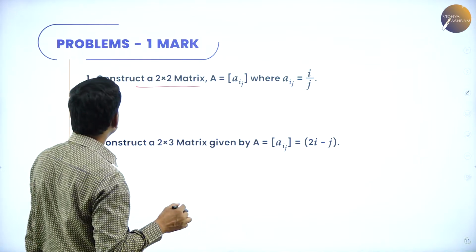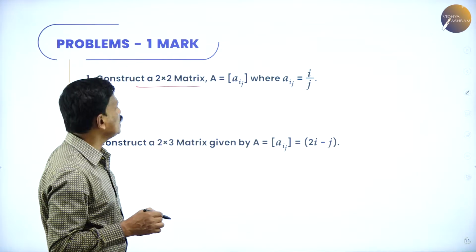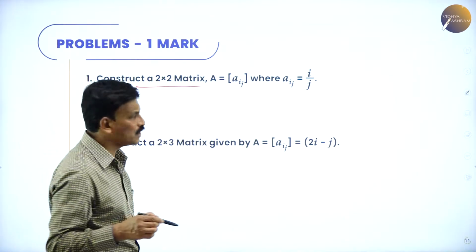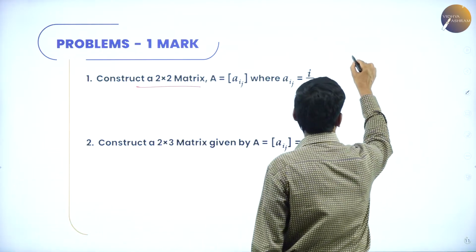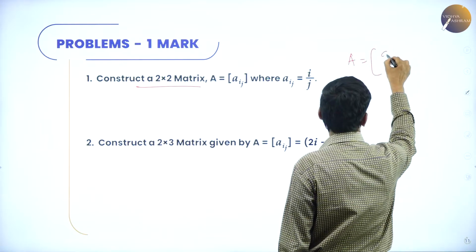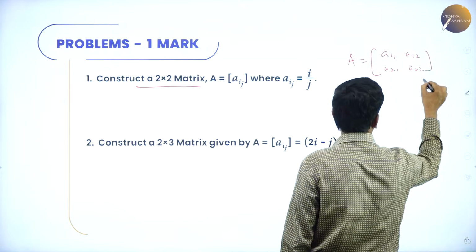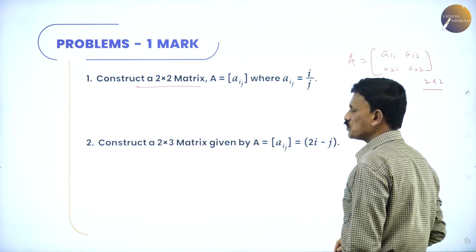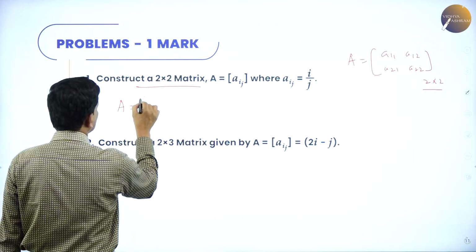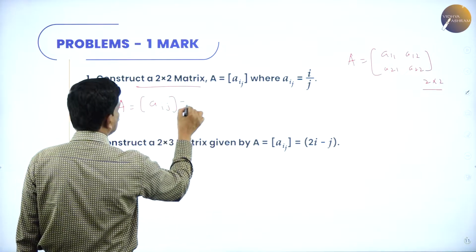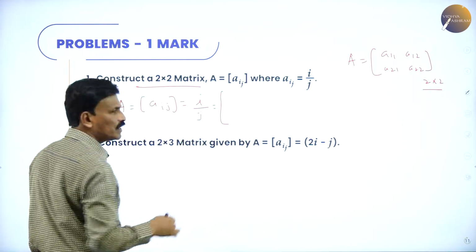Construction of matrices. Construct a 2 cross 2 matrix where A is equal to Aij and where Aij is defined by i by j. Now as I told in the beginning itself, while writing the order, the matrix of order 2 cross 2 can be denoted as A11, A12, A21 and A22 for 2 rows 2 column. So here what is given? The value of Aij is given by i by j. i by j is nothing but i divided by j.